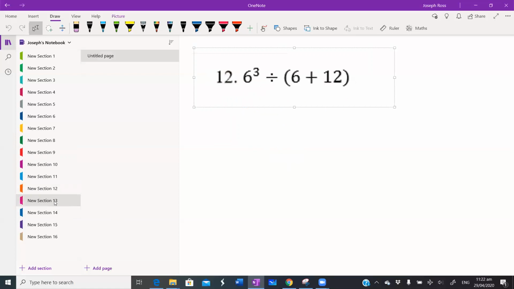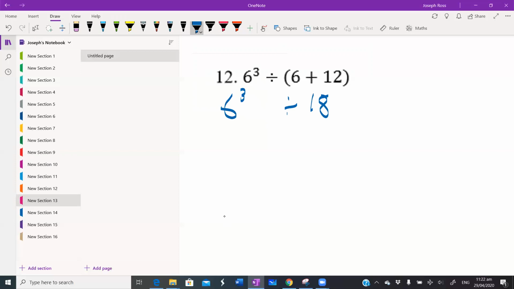Okay, so question 12, we have a few more steps to this calculation. So we need to be even more careful about the order in which we do them. So do we have any brackets? Yes, we do. We have 6 plus 12 inside brackets. If we work that out, we get 18, and that's got to stay on the same side of the division as it already is.